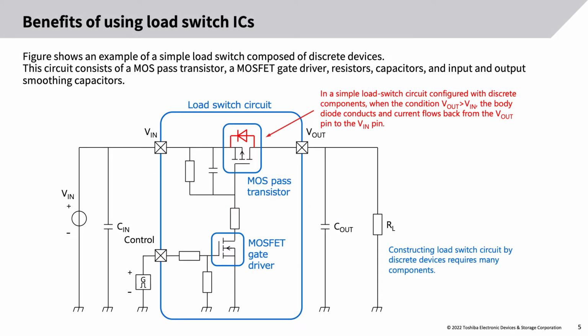Benefits of using load switch ICs. Figure shows an example of a simple load switch composed of discrete devices. This circuit consists of a MOS-pass transistor, a MOSFET gate driver, resistors, capacitors, and input and output smoothing capacitors. In a simple load switch circuit configured with discrete components, when the condition Vout > Vin occurs, the body diode conducts and current flows back from the Vout pin to the Vin pin.